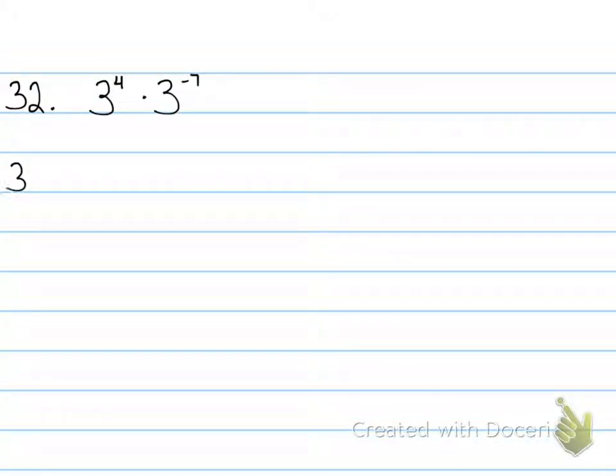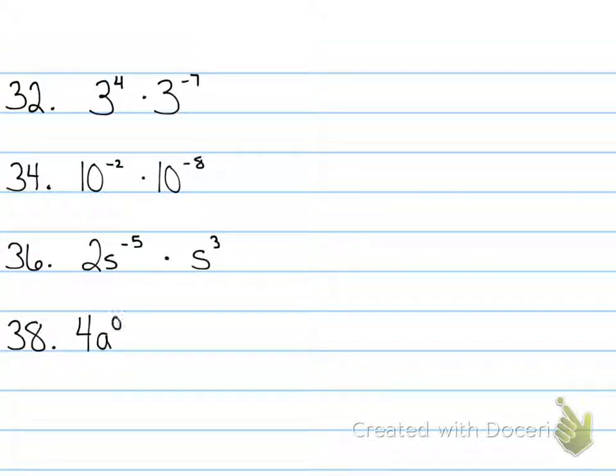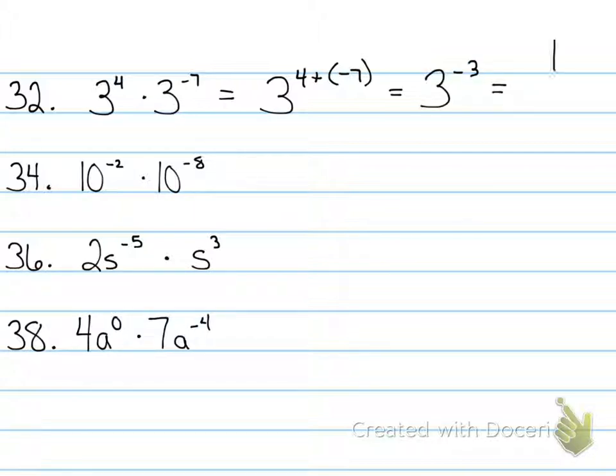All right, so now we're doing numbers 32, 34, 36, and 38. Ooh, number 38 is kind of tricky. All right, so 3 to the 4th times 3 to the negative 7th is 3 to the 4th plus negative 7. So it's 3 to the negative 3rd. Final answer? 1 over 3 to the 3rd. Perfect. Good job.